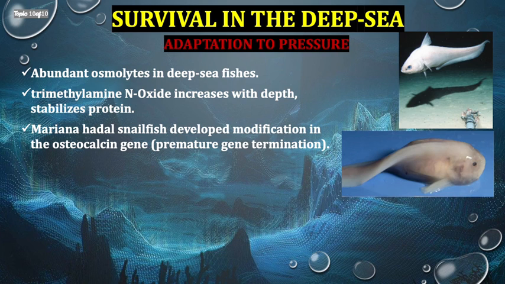Another example of amazing adaptation of fish in the deep sea is that of the Mariana Hadal snailfish. They are the only known fish that inhabit the deepest part of the Mariana Trench so far. They developed a specialized modification in the osteocalcin gene, meaning the gene that regulates bone development, through frameshift mutations, which resulted in an open skull and cartilaginous bones in their body.